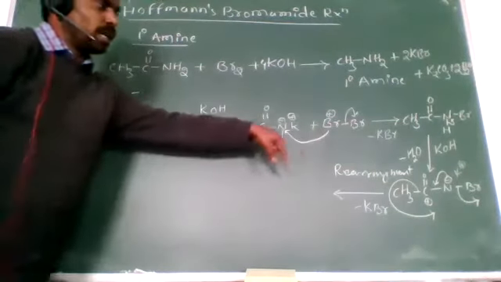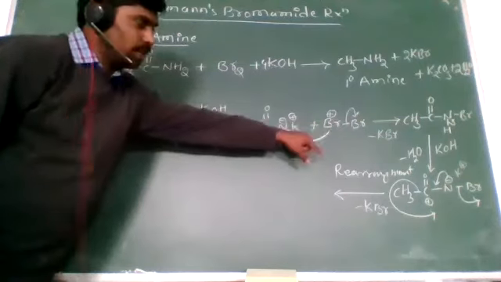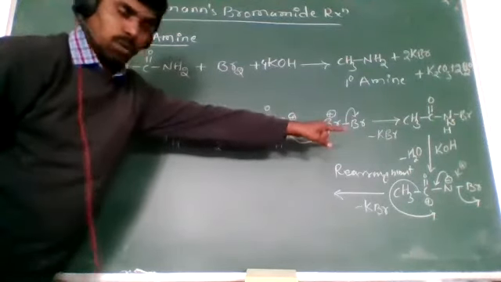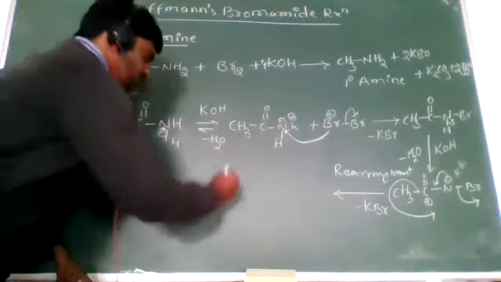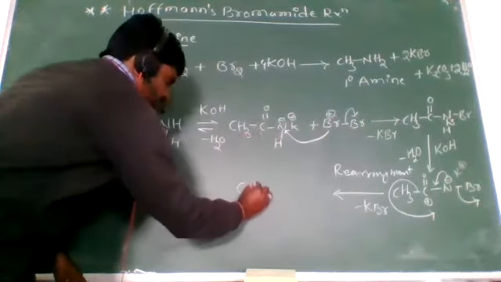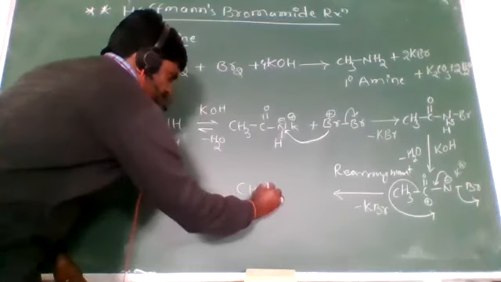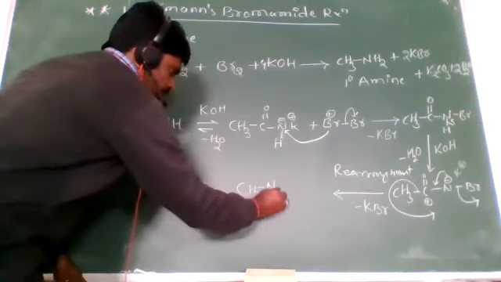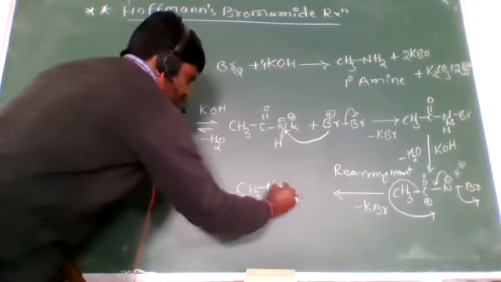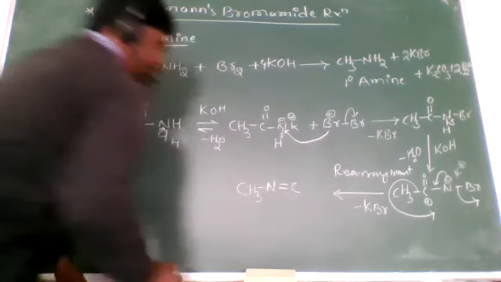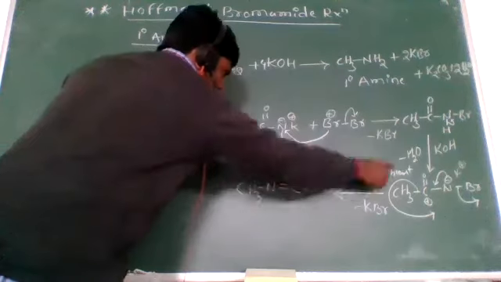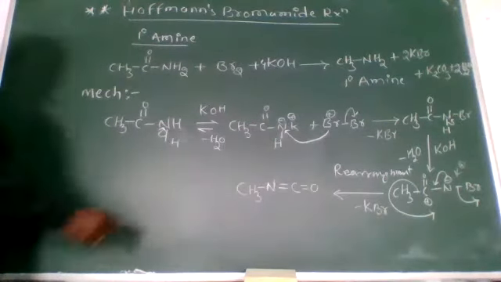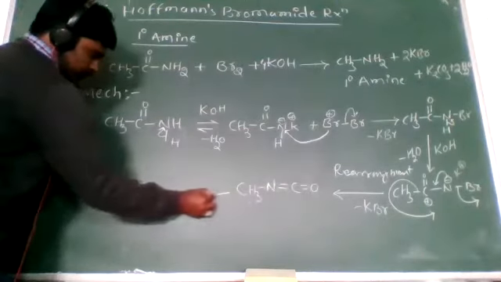First it is bonded with the carbon, and when it is involved in the rearrangement, the methyl group negatively goes to the nitrogen side. The methyl group bonds with the nitrogen, and that nitrogen forms a double bond with the carbon, and already it is there: what is that? C double bond O.